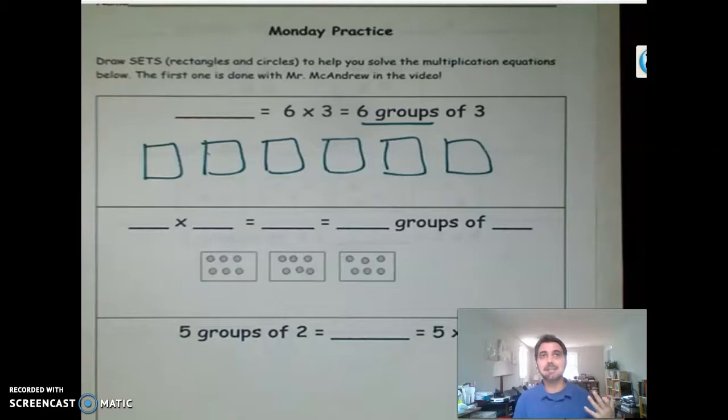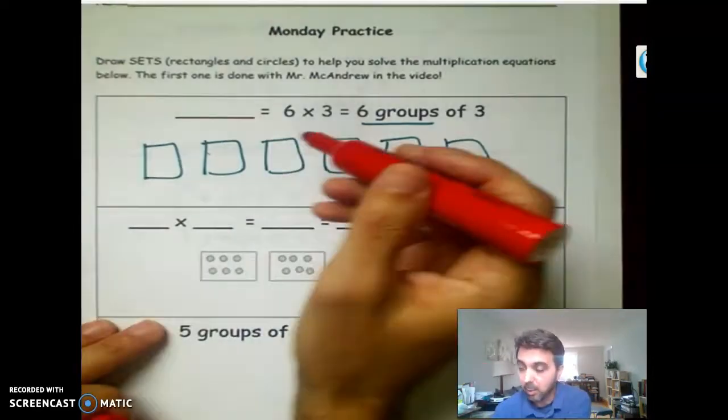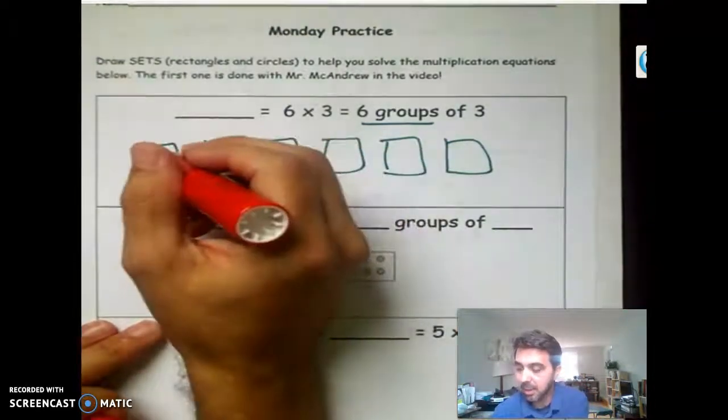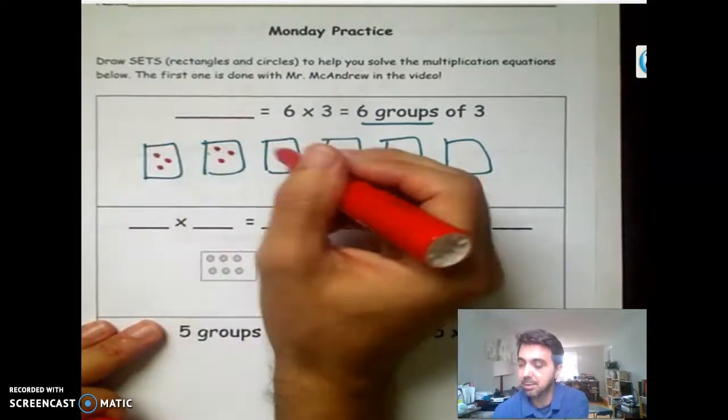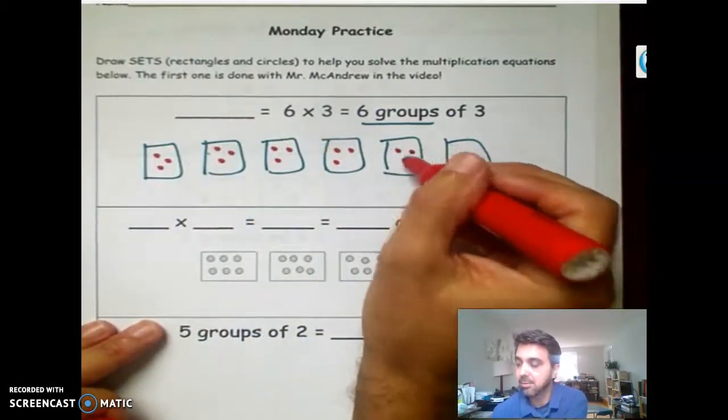Or 6 bags of video games, whatever you feel like thinking of it, but we want to draw 6 groups, and we want to put 3 in each group. 1, 2, 3. 1, 2, 3, 1, 2, 3, 1, 2, 3, 1, 2, 3, 1, 2, 3.